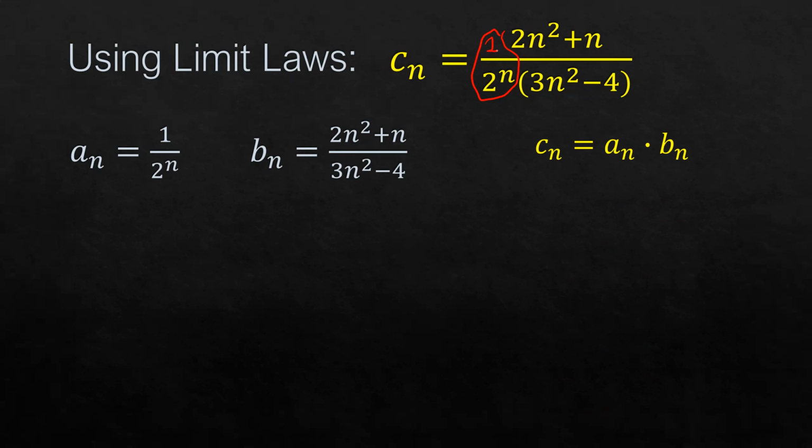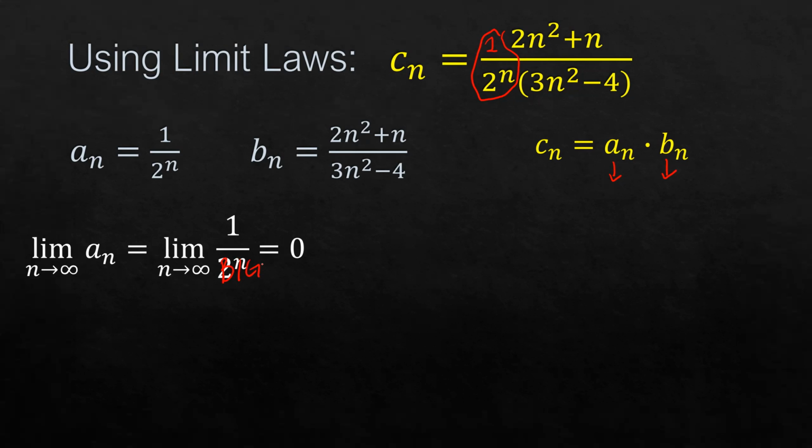So if I can show you that this converges to a number and this converges to another number, then I can conclude that the limit law will hold and that the sequence will converge to the product of those limits, right? So go ahead and say, let's take the limit as n goes to infinity of a_n. Of course, that would be 1 divided by a big number, and that would go to 0.